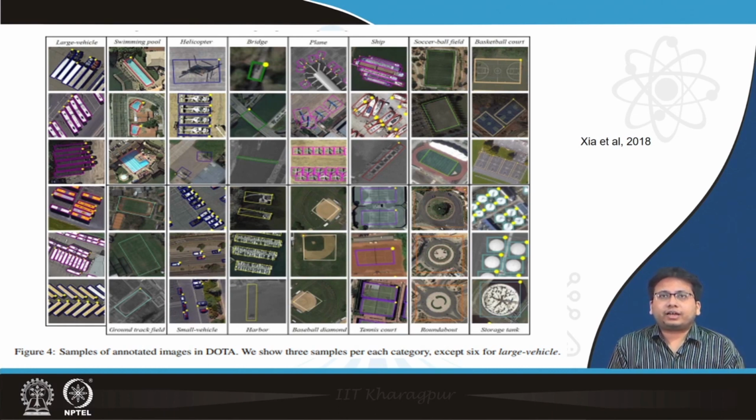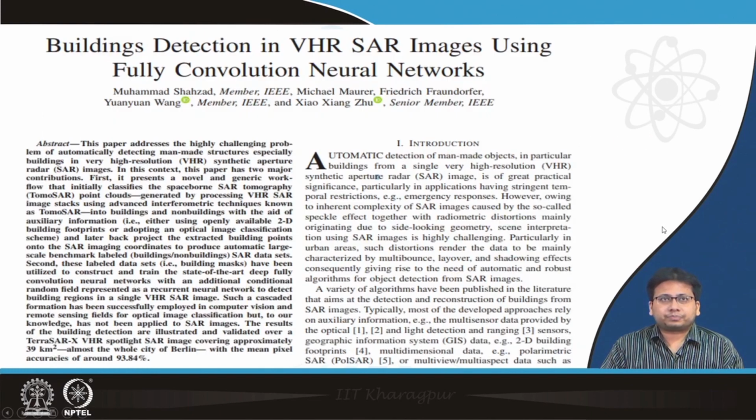So, effectively they take a general model and then they personalize it on the particular thing that they are interested in, on the particular data set that they are interested in. So, this DOTA data set provides a source on which a model like this can be pre-trained, and then that pre-trained model can be used on specific remote sensing related problems.